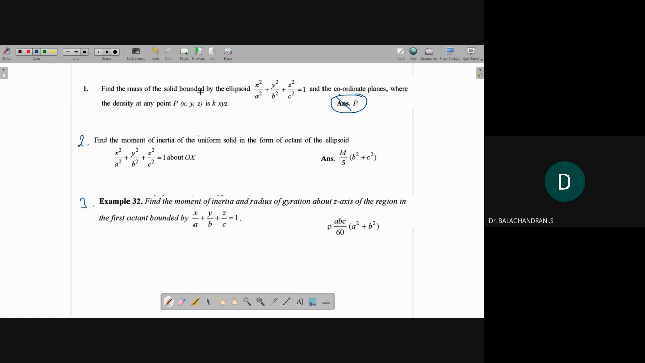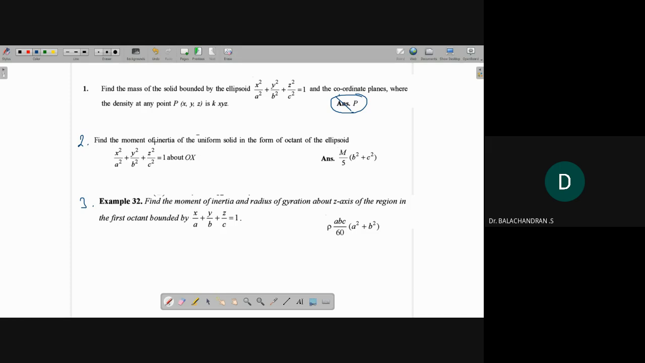I think Purnachandra asked the question. So when do we use a double integral and when do we use a triple integral? Here you should apply a triple integral. Find the mass of the solid bounded by the ellipsoid x square by a square plus y square by b square plus z square by c square equal to 1 under the coordinate planes, where the density at any point P of x, y, z is kxyz. That problem we will discuss now. The remaining problems you can try.